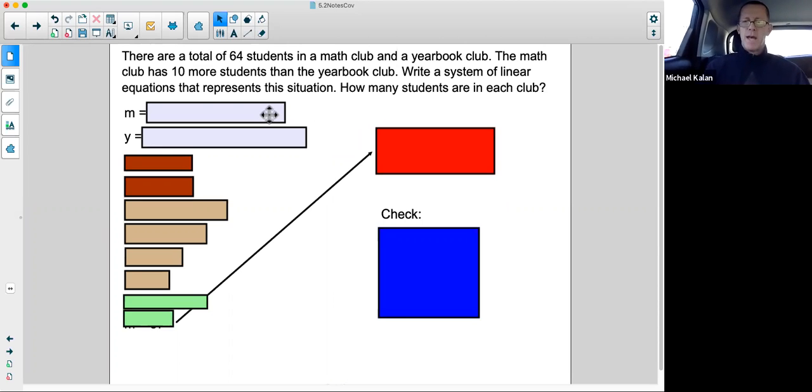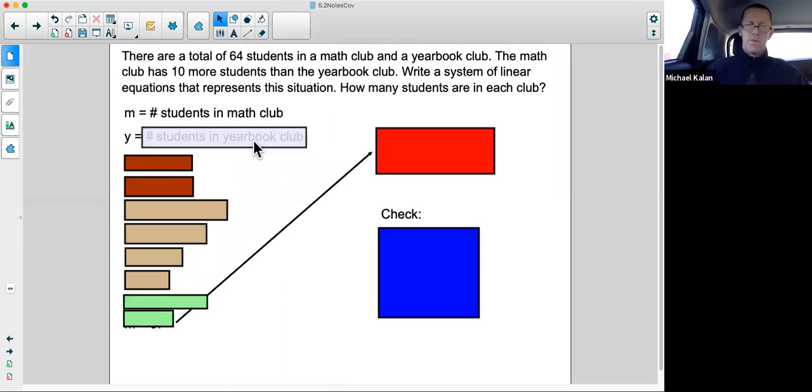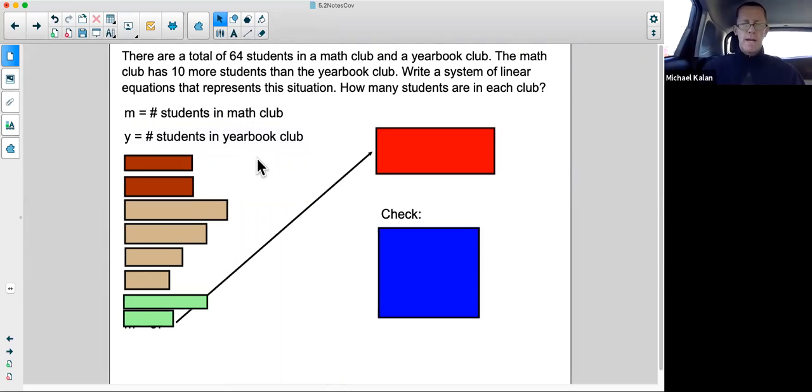Okay, what do you think M represents? Yes, the number of students in the math club. What do you think Y represents? Right. Okay, try writing your equations. Okay, and then look up here. Okay, pause it. All right, well, hopefully your two equations were M plus Y equals 64, right?